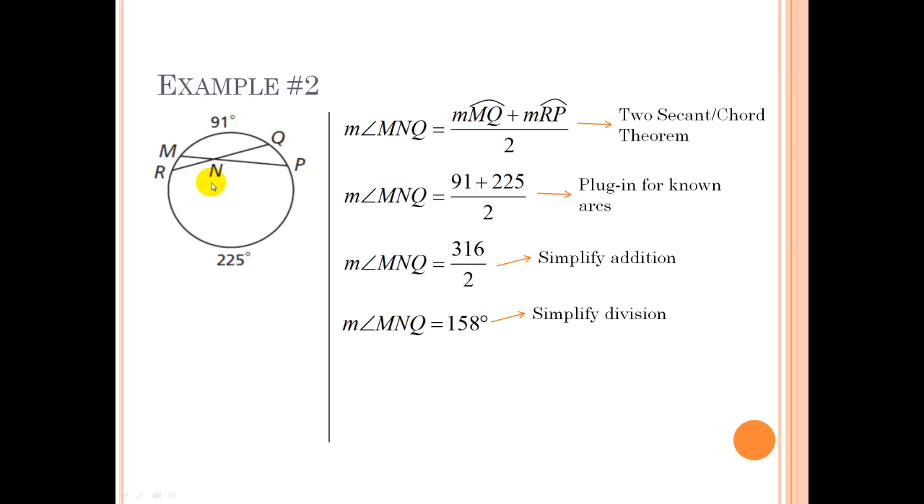And the way we're going to do that is they should be the average of their intercepted arcs. So I'm going to take that 91 and that 225, add them up and divide by 2. 91 and 225 is 316. Divide that by 2, I get 158. So that means the average of those two gives me 158, and that'll be these two angles right here, my vertical angles. And that was my two secant or chord theorem.